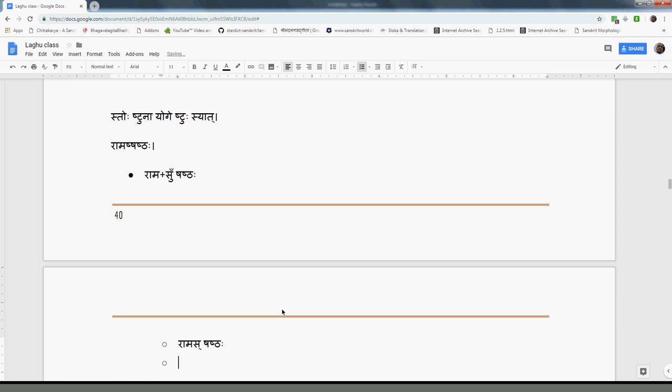Ramas shashta, and then you have this sandhi stoho shtunashtuhu. So sakarasya shtutvam bhavati, shtuhu adesha bhavati. So this will become ramash shashta.